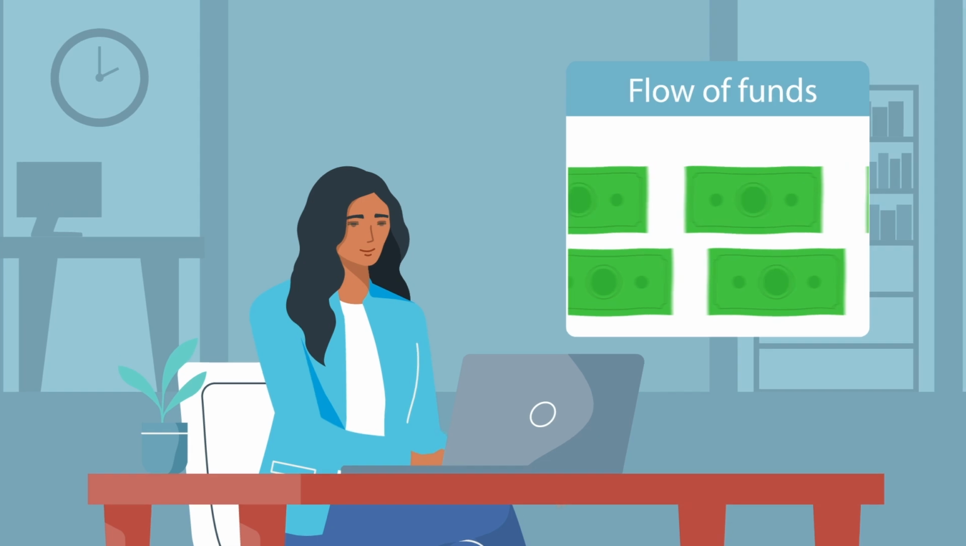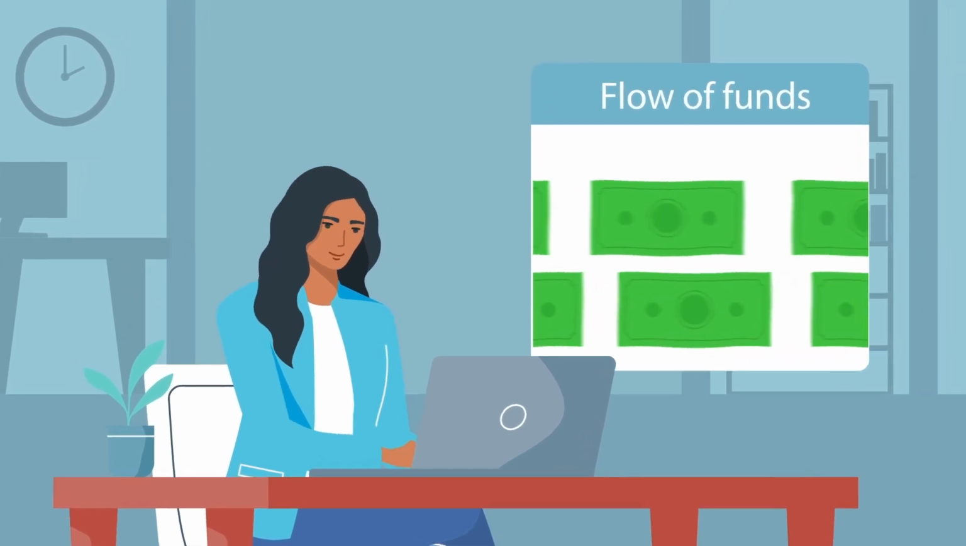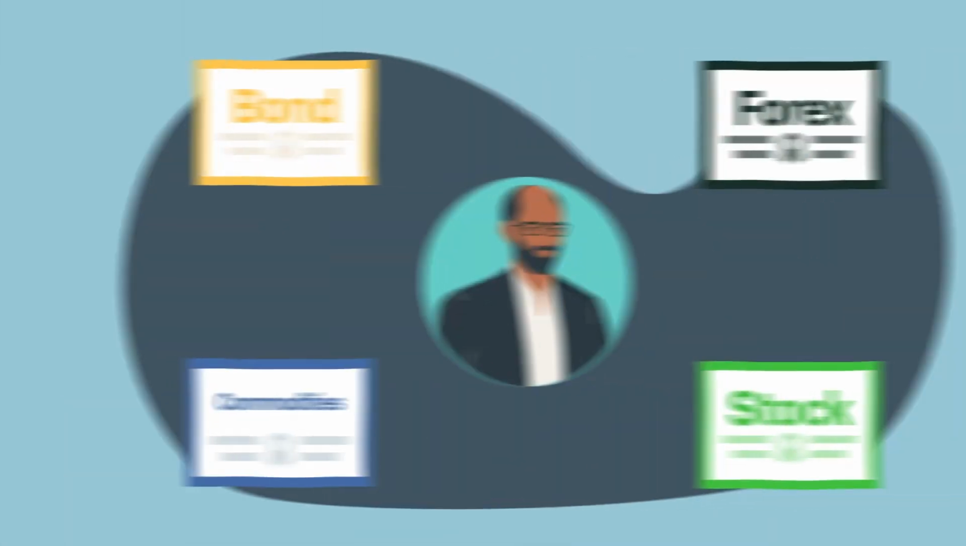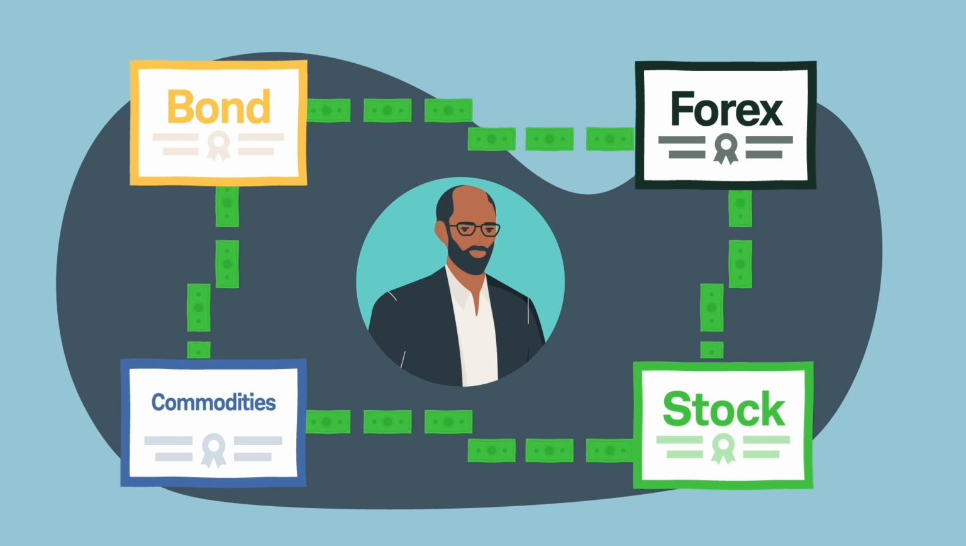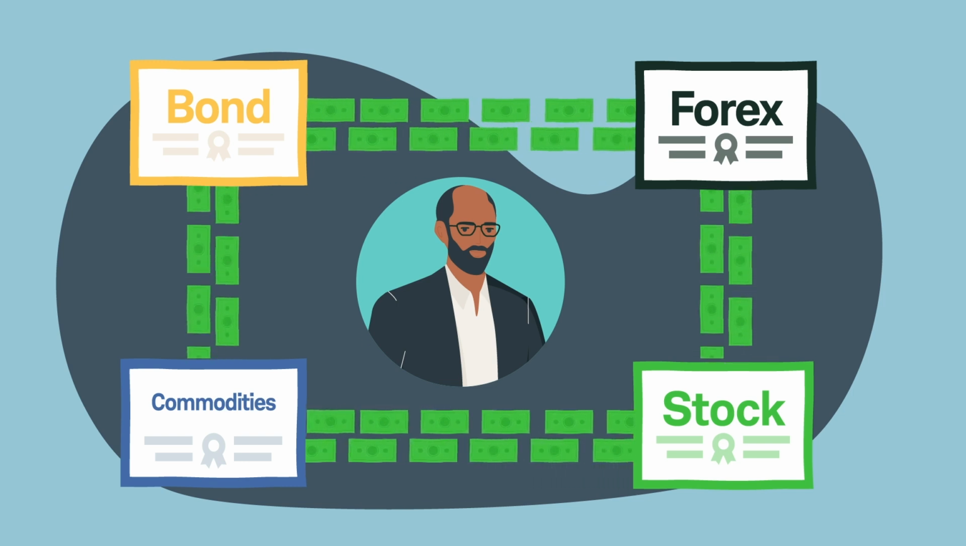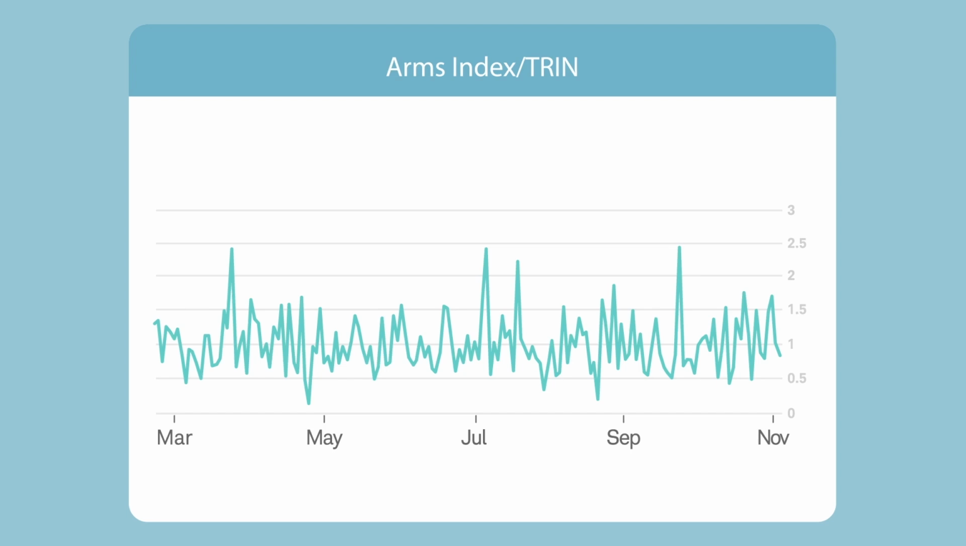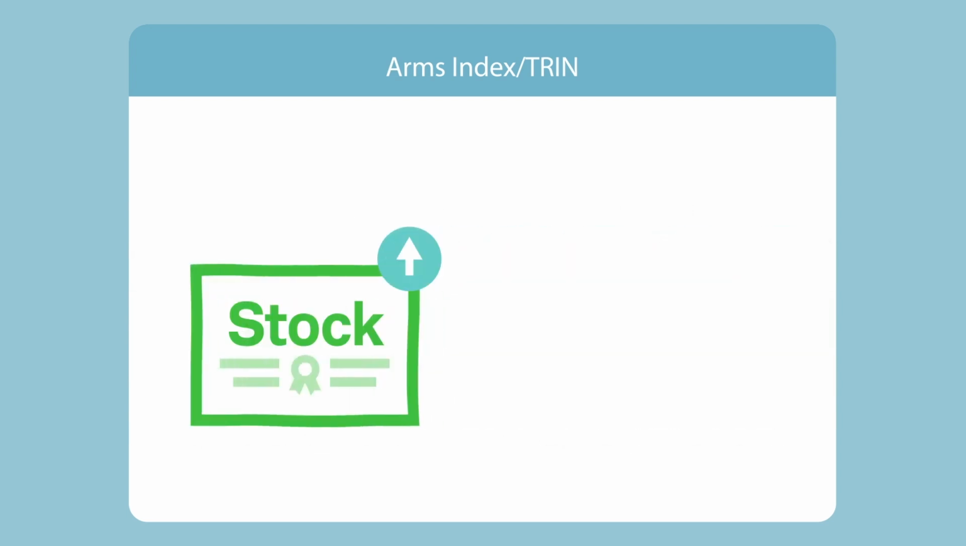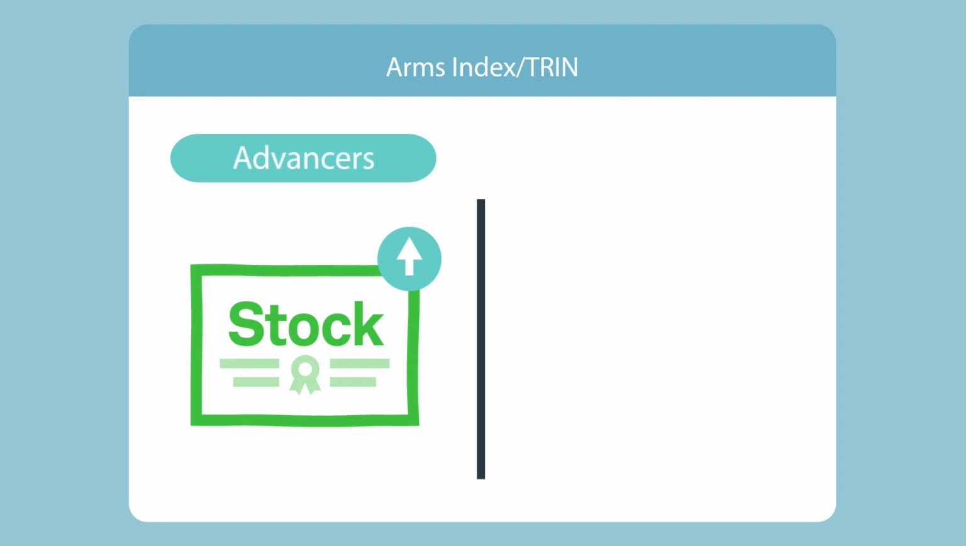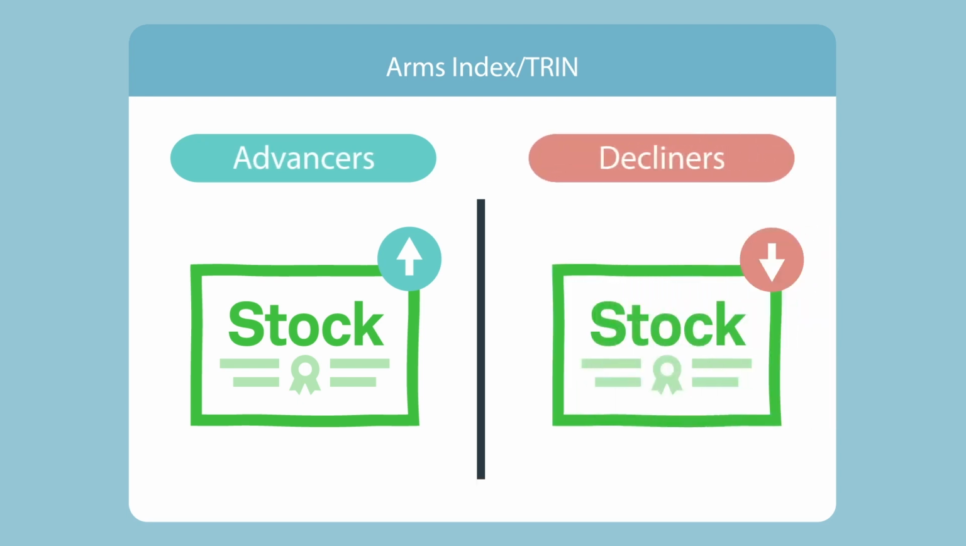Finally, there are flow of funds indicators. Flow of funds analysis attempts to track changes in supply and demand for investments. In other words, it's a way to see where people are putting their money. One widely available flow of funds indicator is the ARMS Index, also known as the Short-Term Trading Index, or TRIN. The ARMS Index compares rising stocks called advancers to falling stocks called decliners in a stock exchange. The first level of comparison is the number of advancers versus the number of decliners.